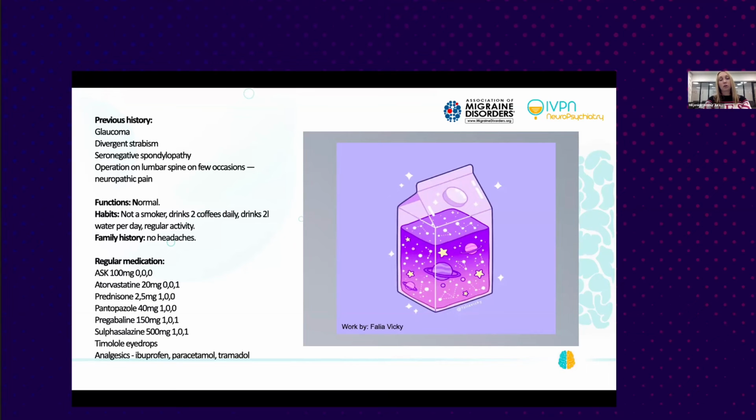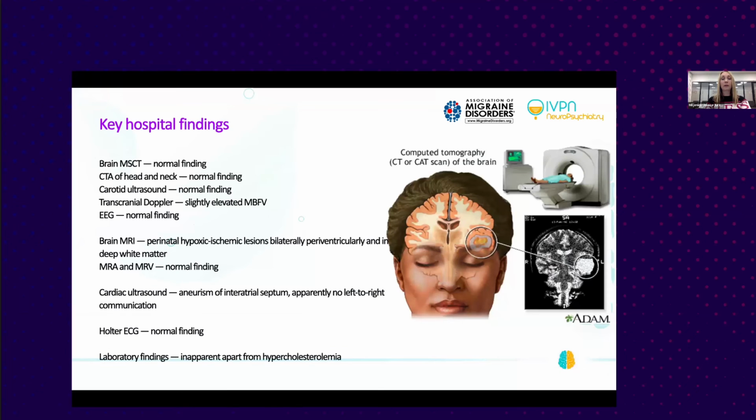What was she discharged with? Well, she had aspirin, a statin because she had high lipid levels, and then she had prednisone for her spondylopathy and pregabalin for her neuropathy from before, and sulfasalazine again for her spondylopathy, timolol eye drops for her glaucoma, and for her headache. Recently, she's been using a lot of analgesics, namely ibuprofen, paracetamol, and tramadol.